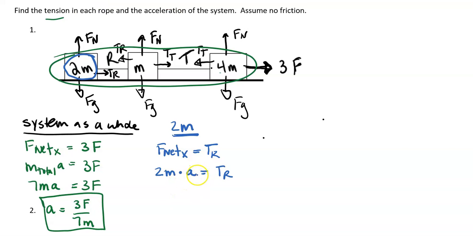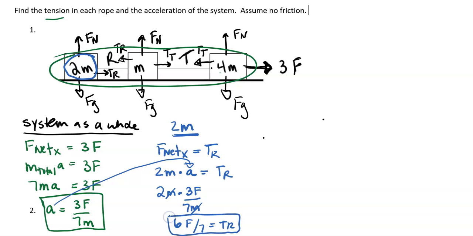We're only allowed to have variables that are given in the problem. So let's go ahead and plug in what we got for A. So we can do 2M times 3F over 7M. Oh, I love it when things cancel. M is on the top, M is on the bottom, and things are multiplied and divided. So this is going to be 6F over 7 equals TR. Cool. Very nifty. So now let's go ahead and pick the next block to look at.